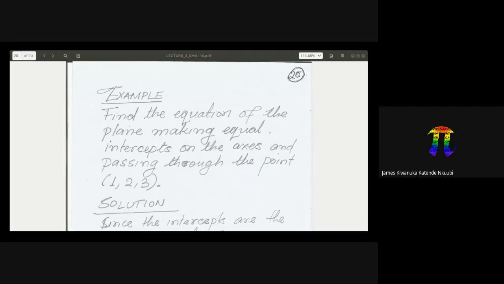We don't want a number. We want an equation. Read the question. The question says, find the equation of a plane making equal intercepts on the axes. So that is one condition you're given. And then the second condition is that the plane passes through the point 1, 2, 3. So what I want is an equation of a plane. You can use a 3-point form to solve this. So in the chat, I do not want a number. I want an equation.